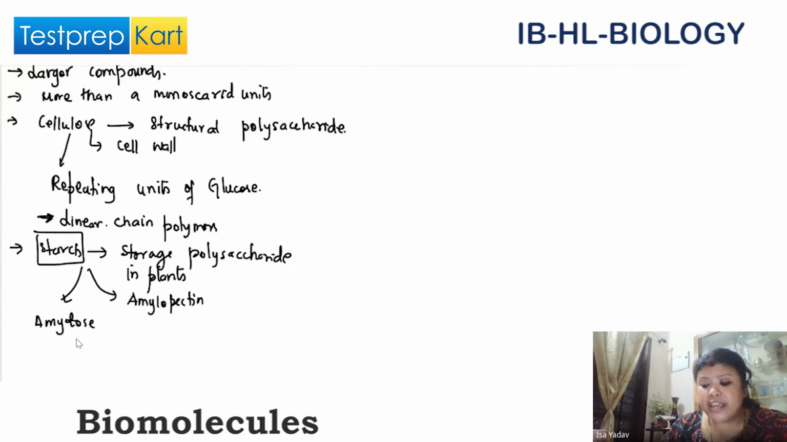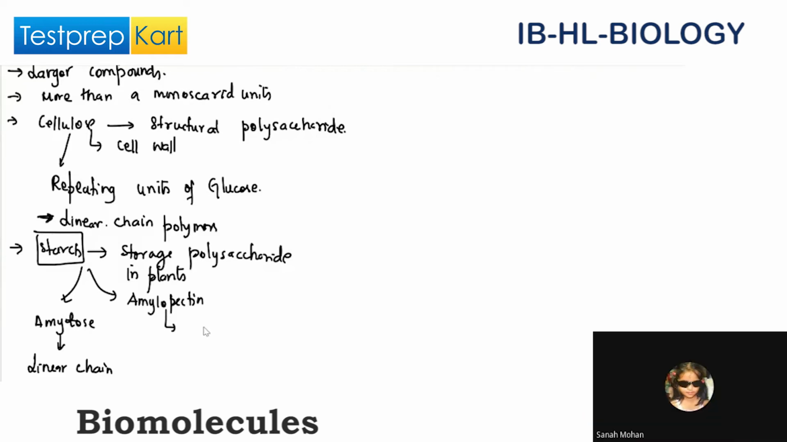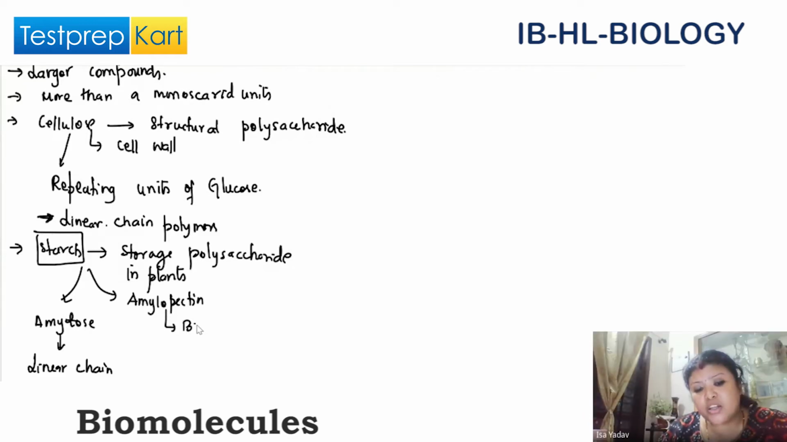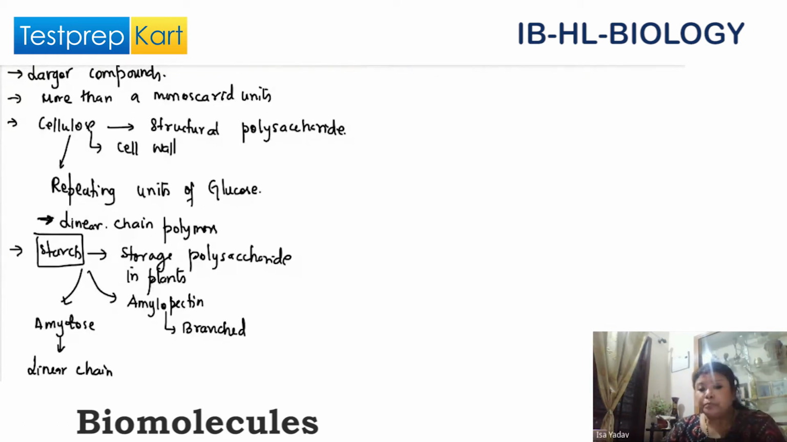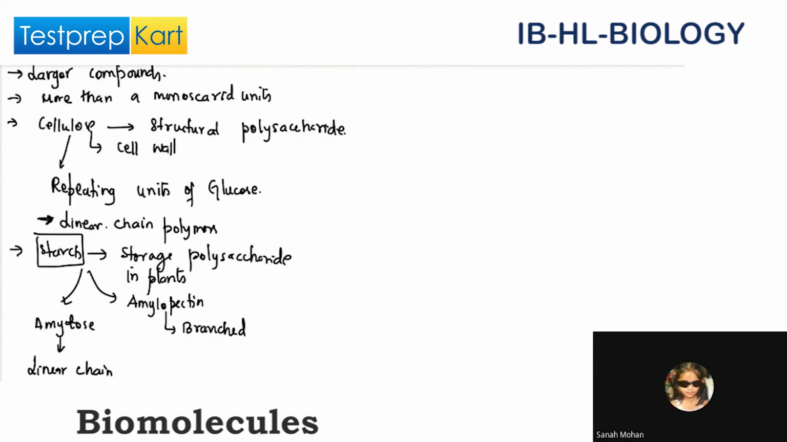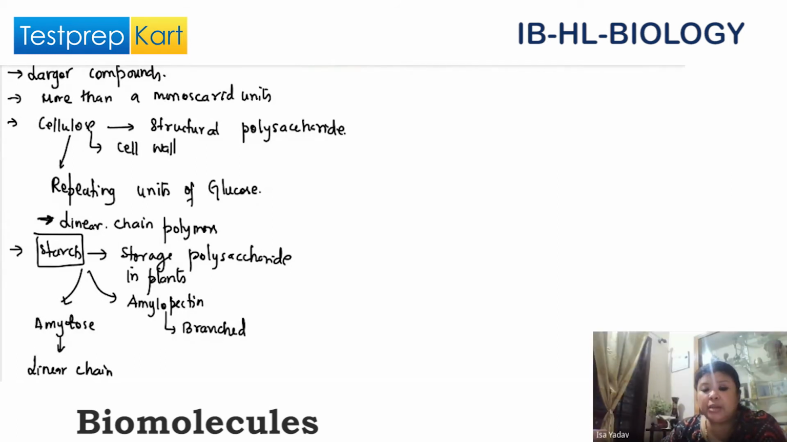Now the difference: amylose is a linear chain. Amylopectin, it is branched. Clear? Sana, have you read about the bonds like alpha 1 to 4, beta 1 to 4? Yes, okay.